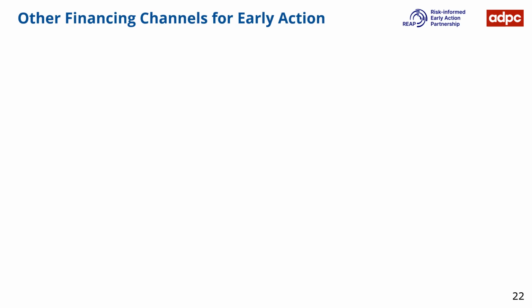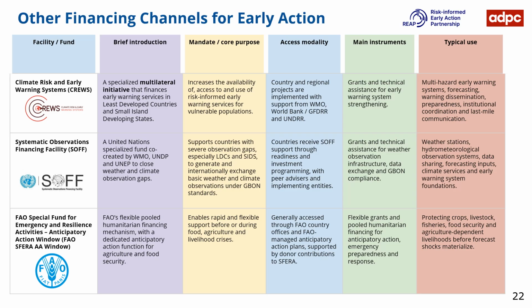This slide introduces specialized channels that are directly relevant to early action. Climate Risk and Early Warning Systems, CREWS, supports least developed countries and small island developing states to strengthen forecasting and early warning systems. This is fundamental because early action depends on credible forecasts, risk information, warning dissemination, and institutional coordination.